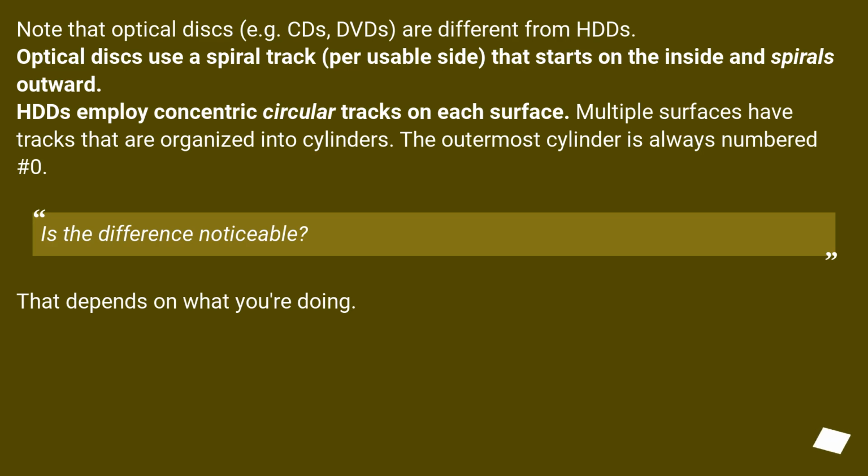Note that optical discs, for example CDs and DVDs, are different from HDDs. Optical discs use a spiral track, per usable side, that starts on the inside and spirals outward. HDDs employ concentric circular tracks on each surface. Multiple surfaces have tracks that are organized into cylinders. The outermost cylinder is always numbered 0. Is the difference noticeable? That depends on what you're doing.